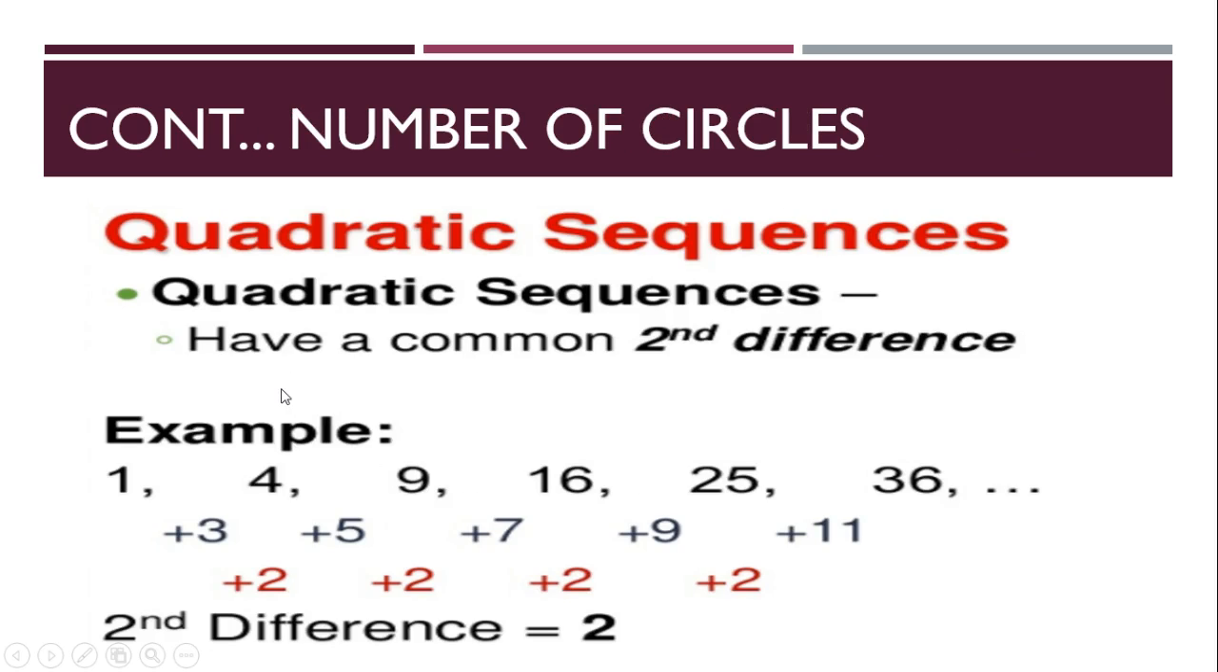So for the number of circles, we use a quadratic sequence, and a quadratic sequence is the second difference. So let me show you an example. Imagine these are our circles: 1, 4, 9, 16, 25, 36. The difference here is plus 3, plus 5, plus 7, but there is no common difference. But after we take the second difference, that's called the quadratic difference, we have plus 2, plus 2, plus 2, plus 2, and that's the common difference. So let's keep this in mind, and we'll use this for our circles.